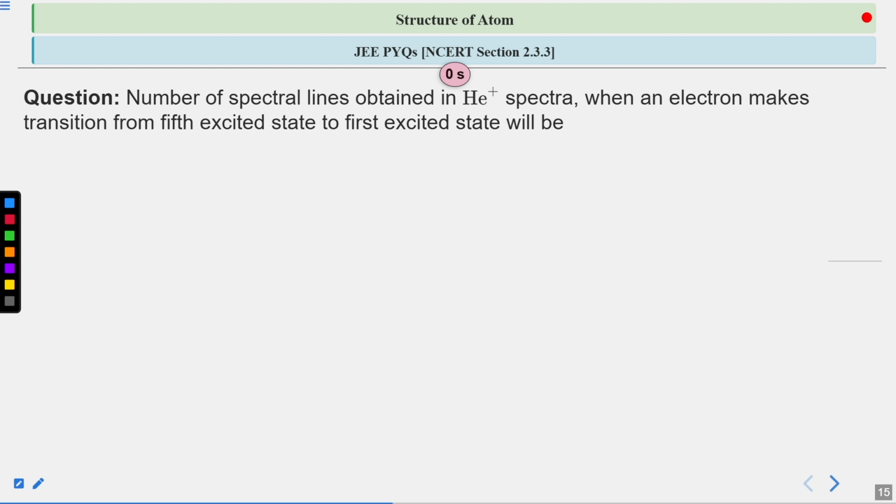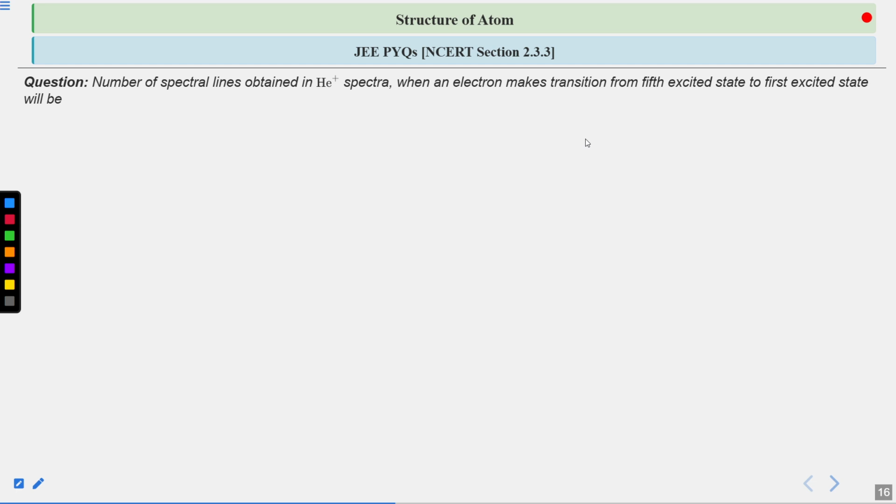Okay, let's see. For this given question, the correct answer is 10. The number of spectral lines you can calculate by this specific formula, which is given by delta n multiplied by delta n plus 1, divided by 2. Now delta n represents the initial minus the final excited state, that is Ni minus Nf. You are given both.